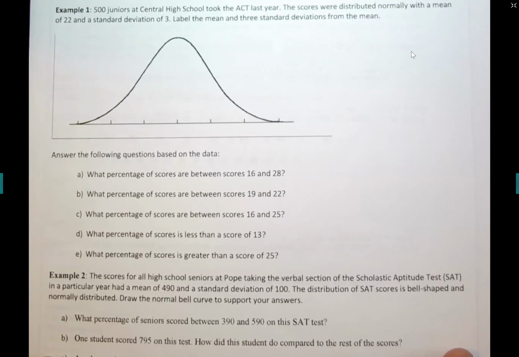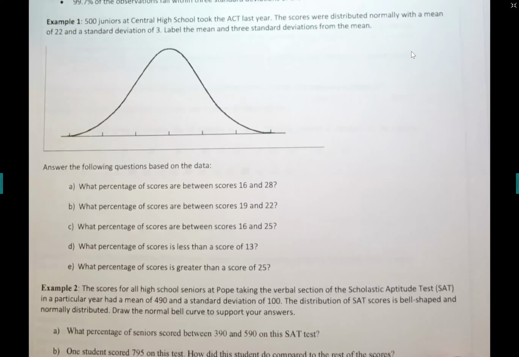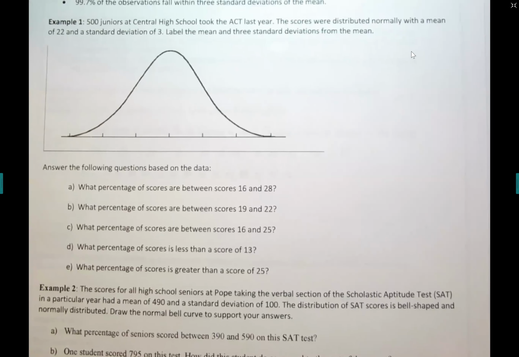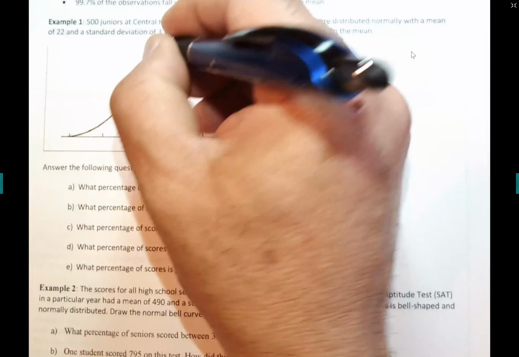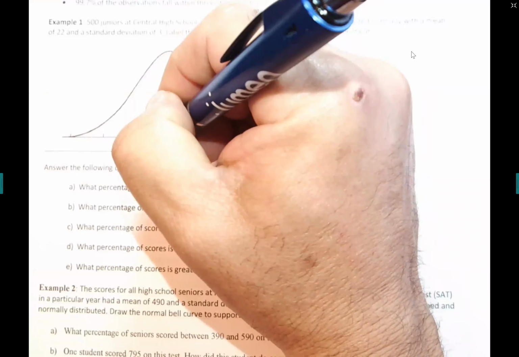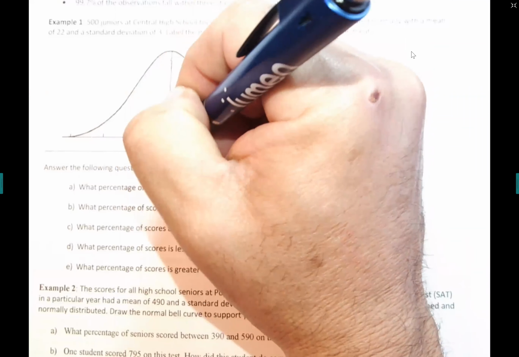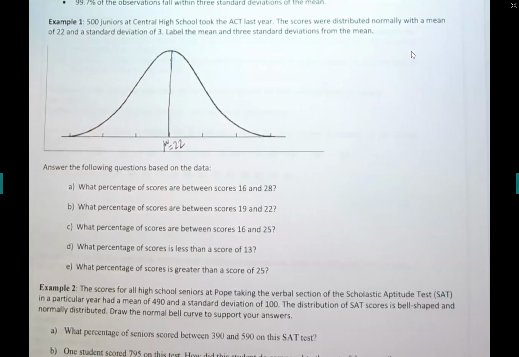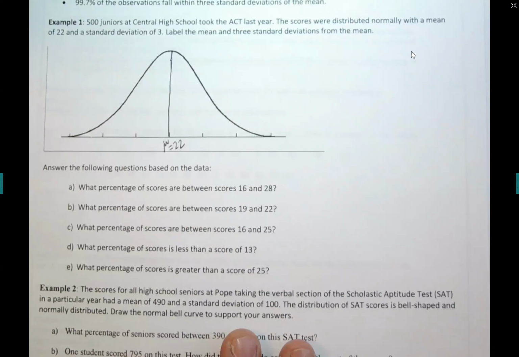This is a bell-shaped curve, as you can see, guys. And he gives you the mean of this data set to be 22. And where did we say the mean should be? Should be right in the center of the data set. So this is the mean, guys, right here. That's 22. He says the standard deviation is 3. Label the mean and 3 standard deviations from the mean.